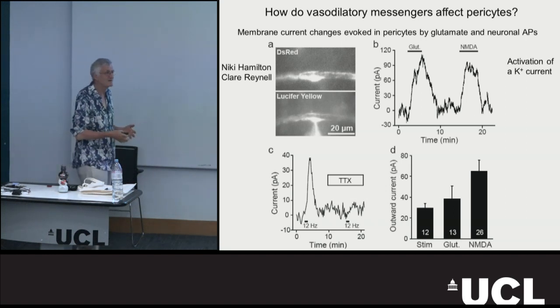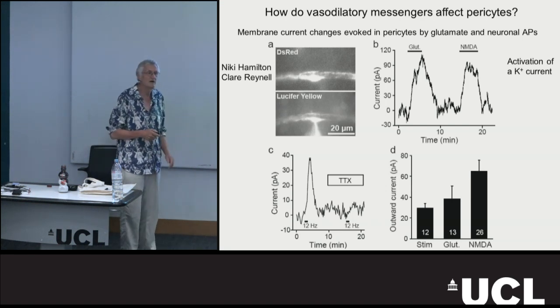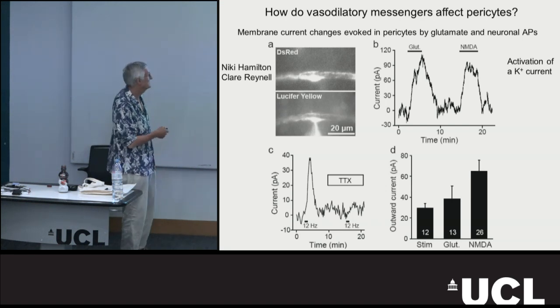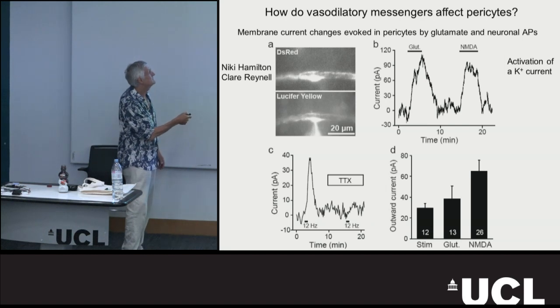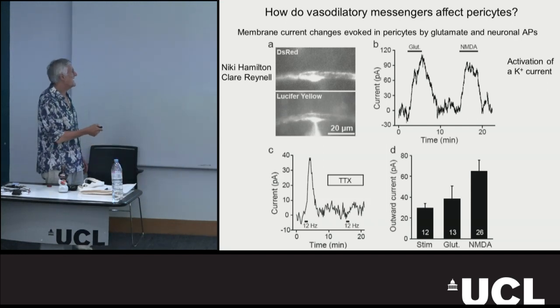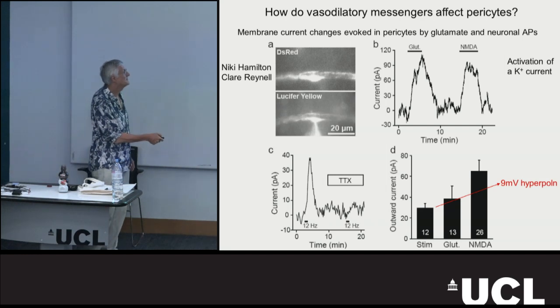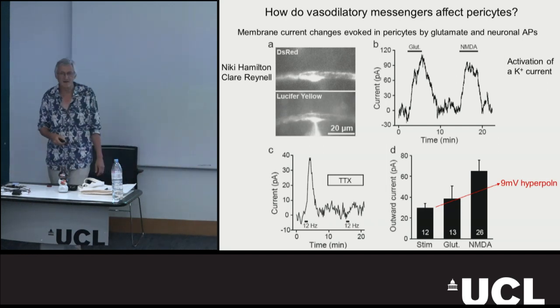Normally, glutamate activates AMPA or NMDA receptors, and at the resting potential, we get an inward current as sodium or sodium and calcium go in. But here we're getting an outward current, and this reflects the activation of a potassium current. Okay? So what's going to happen in practice when you get this outward current generated? Here we're stimulating the parallel fibers in the cerebellum. You're going to get a hyperpolarization of the pericyte by about 10 millivolts.